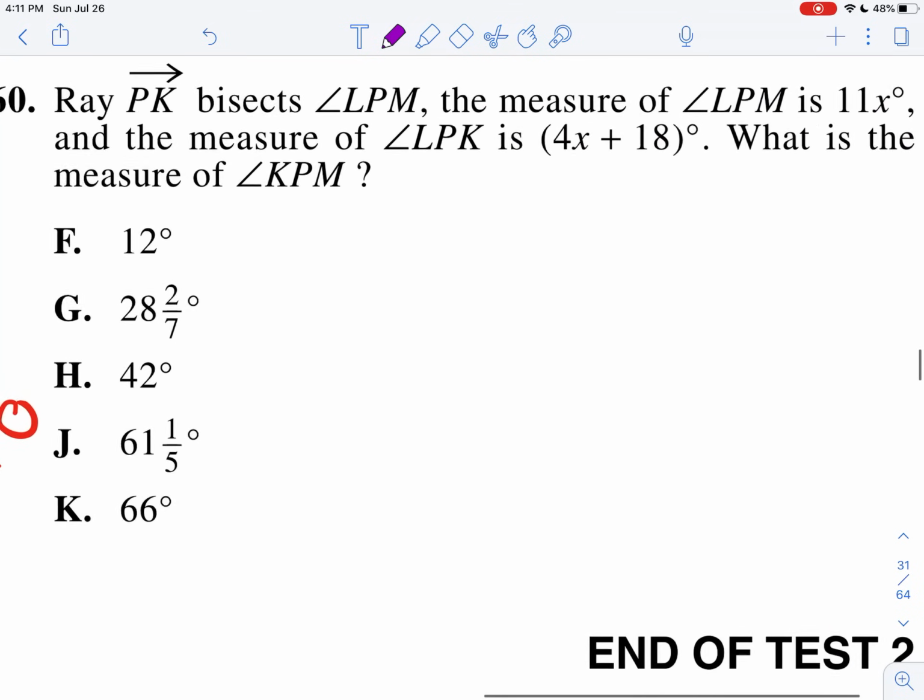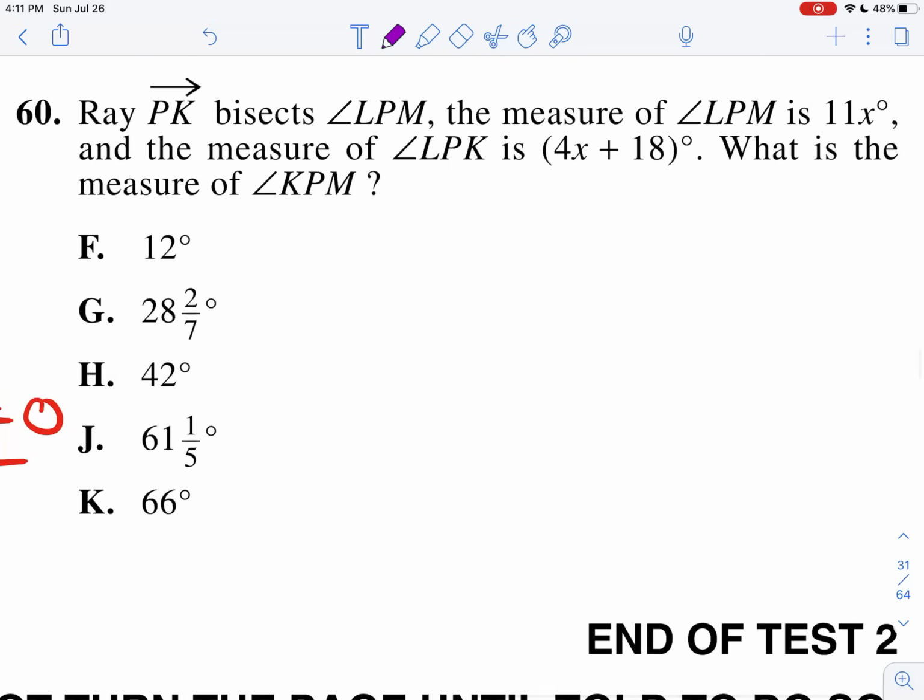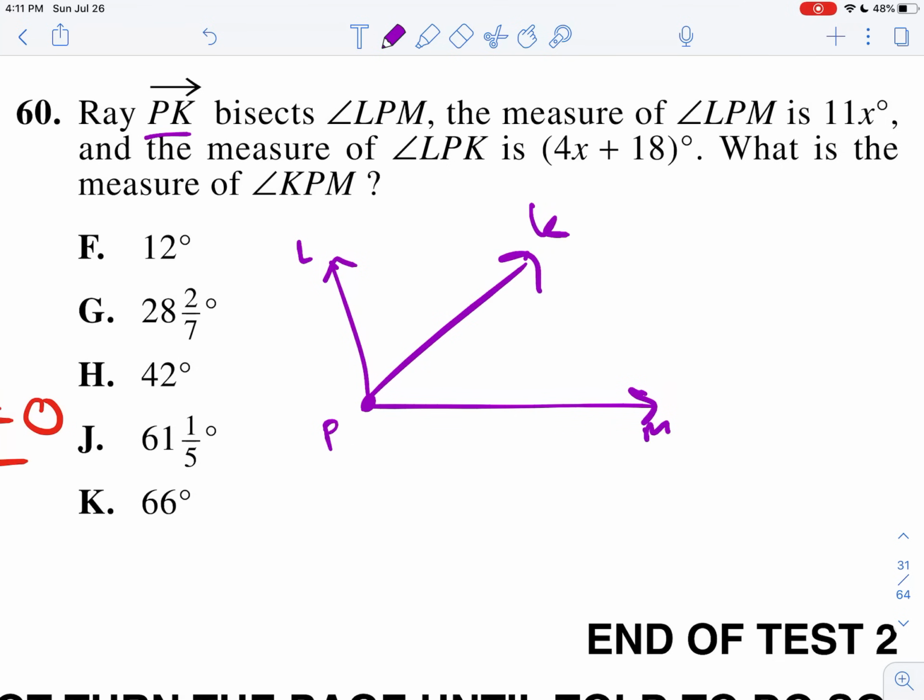All right, angle measure problems. These are very common. Ray PK bisects LPM. The measure of LPM is 11x, and the measure of LPK is 4x plus 18. What is the measure of KPM? So LPM, let's just draw an LPM. PK starts at P and goes until K. It says it bisects LPM. That means that this angle is equal to this one. That's what bisect means. If I give you some random angle and say there's an angle that bisects it, the angle that bisects it is going to look like this. And that means that this is equal to this, okay?